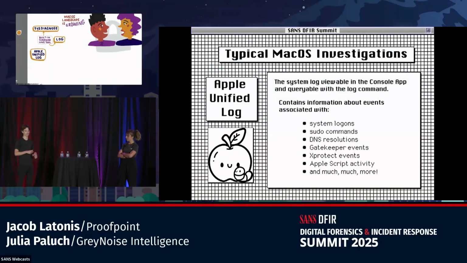There's system logons, there's sudo commands, there's DNS resolutions, there's Gatekeeper events. If you're not familiar with Gatekeeper, like when you download an app off of GitHub or something and it whines at you and it's like, hey, don't run this. This is from an unidentified source. And then you say, I don't care, I'm not going to read that. And you click allow anyway. That's Gatekeeper.